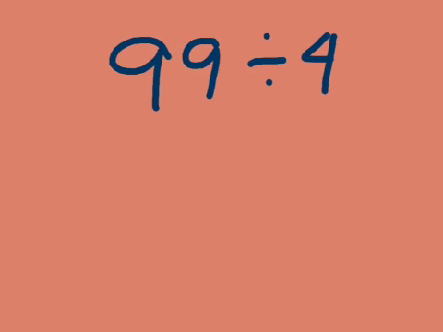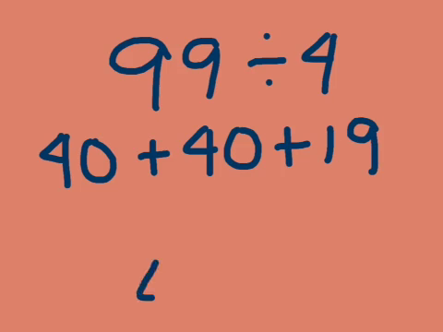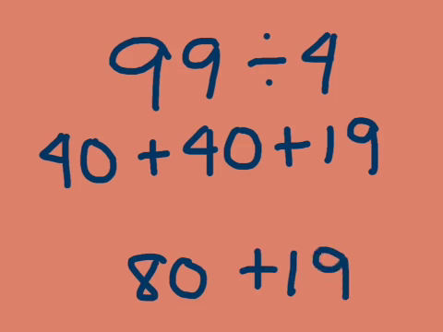Try this next question ahead of me. Pause the video and break 99 down into something that's easier to divide into groups of 4. Okay, you might have broken up 99 into 40 plus 40, which gives me 80, plus 19 more. Or you may have just gone for 20 times 4, which is 80 plus 19.